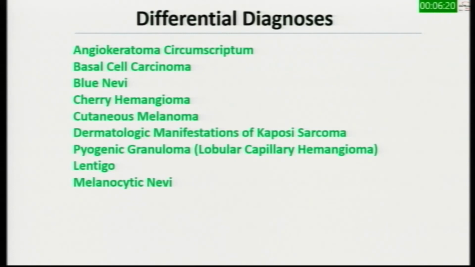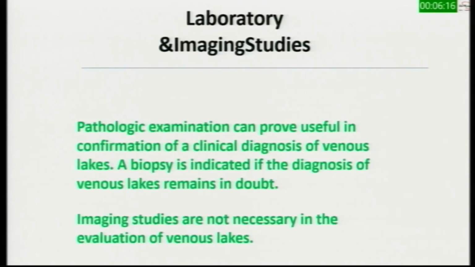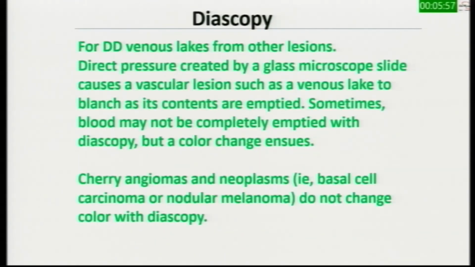What about differential diagnosis? Mainly from melanoma and basal cell carcinoma. Other lesions we can see as well. How can we differentiate? By pathological examination, punch biopsy. But it is not like other vascular malformations. You don't need investigations such as MRA or MRI or MRV or CTV or so on. No, it is by clinical examination and diascopy.